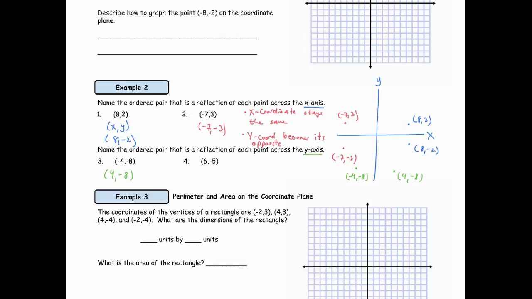And then moving to number 4, 6, negative 5 means I start at the origin, I go right 6, and then down 5. So that's 6, negative 5. When I cross my y-axis here, I know the distance from 6, negative 5 to my y-axis is 6. So I have to go 6 over. My new ordered pair is negative 6, negative 5.